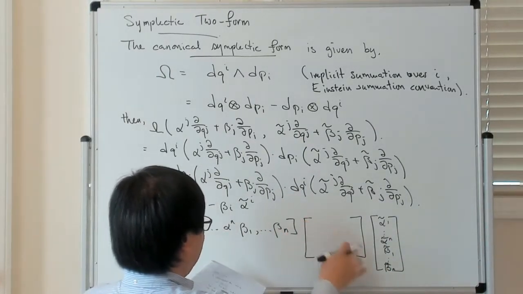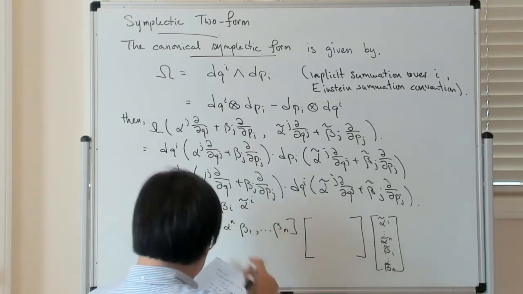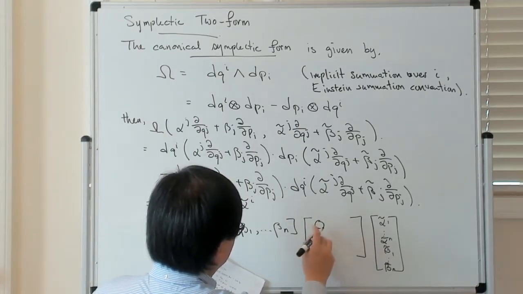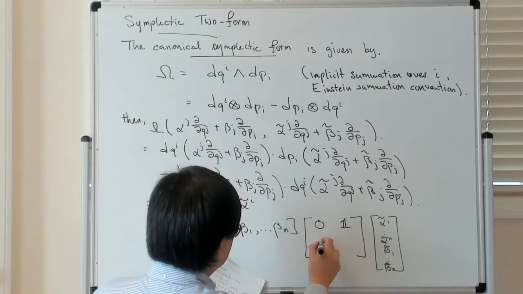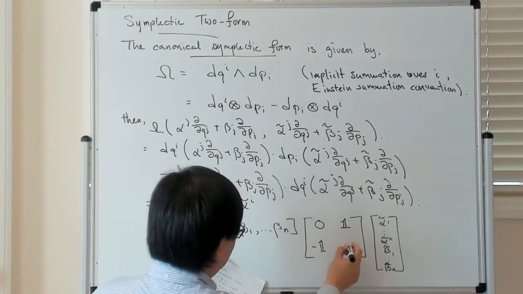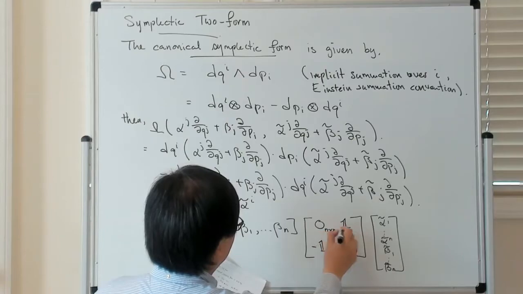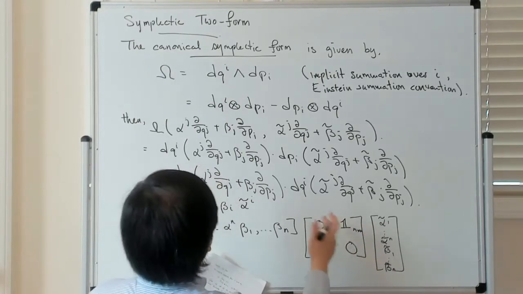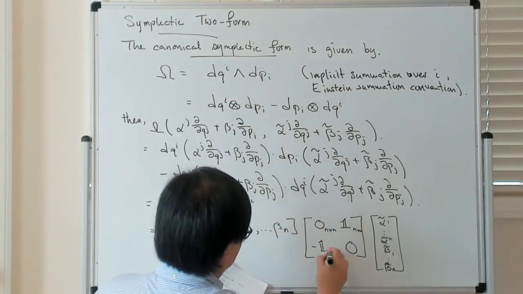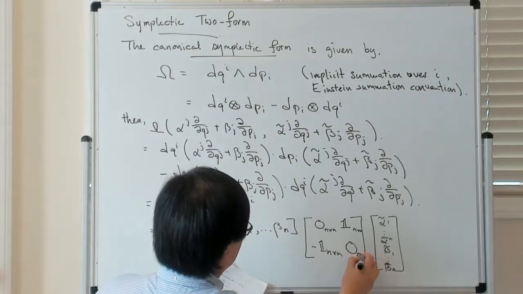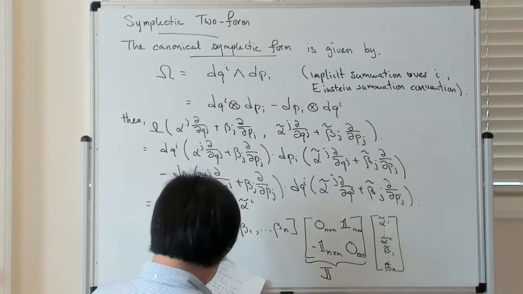And then it turns out that the matrix which pairs these two vectors together to give you this expression looks like the following. You have a 0 n by n matrix, you have an n by n identity matrix, you have a minus n by n identity matrix, and you have the 0 matrix here, right? So this is n by n, n by n, where n is the dimension of the position variables, for example. Okay, and then this whole matrix is called the symplectic matrix, denoted by J. Okay.